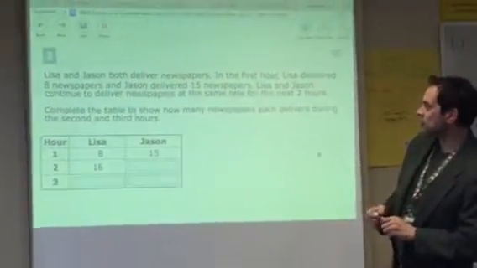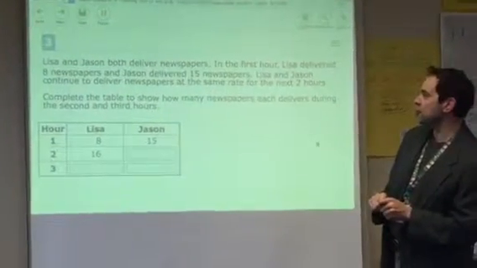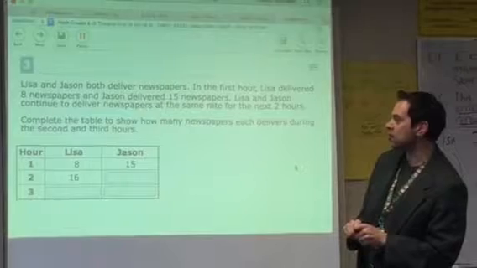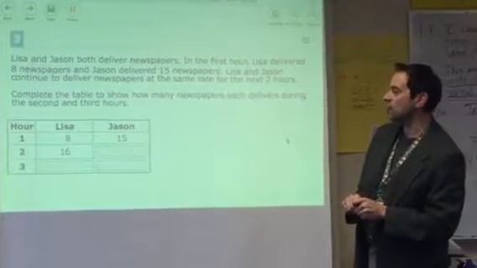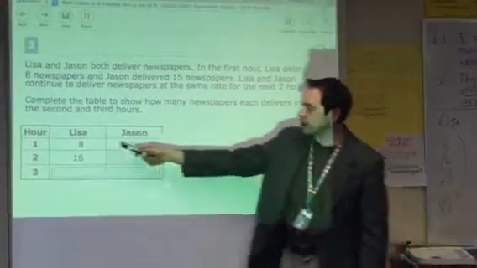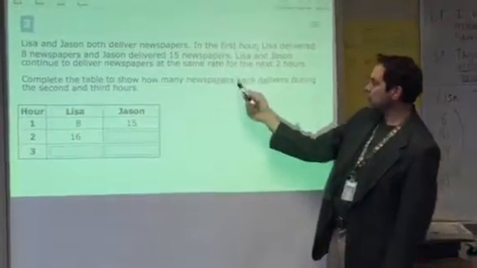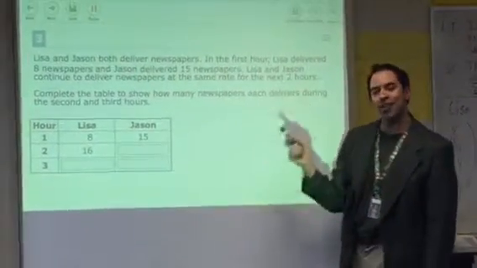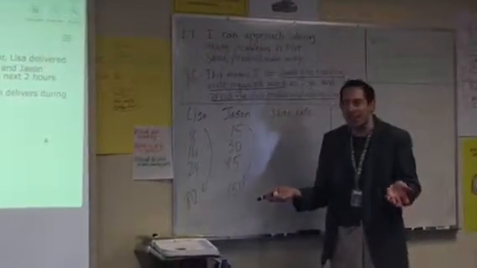Complete the table to show how many newspapers each delivers during the second and third hours. Well, now this surprises me a little bit. It says here that Lisa delivers 60 newspapers, and the authors lead us to believe it's being delivered during the second hour, but they also told us it was 8 in the first hour. So how is that even the same rate?